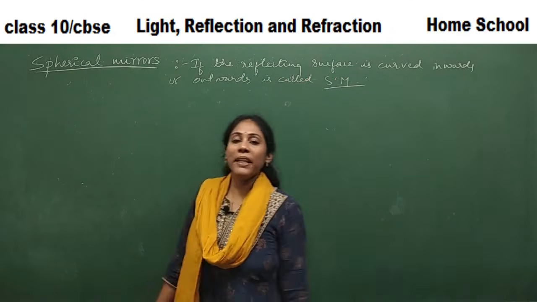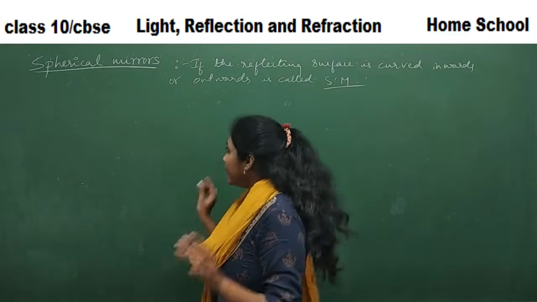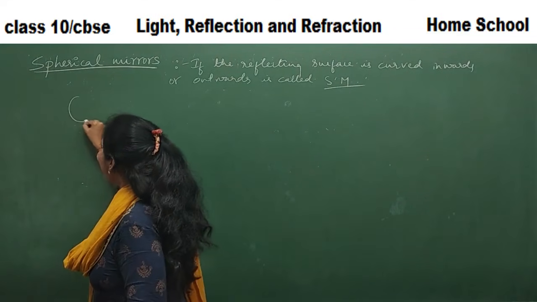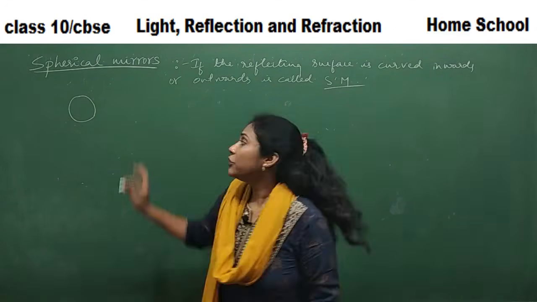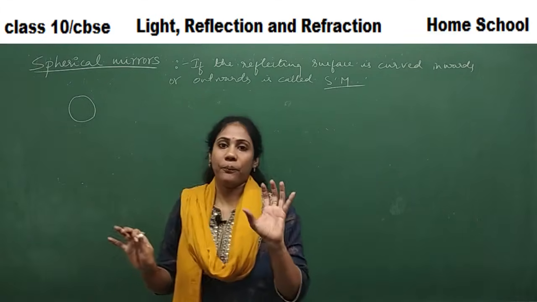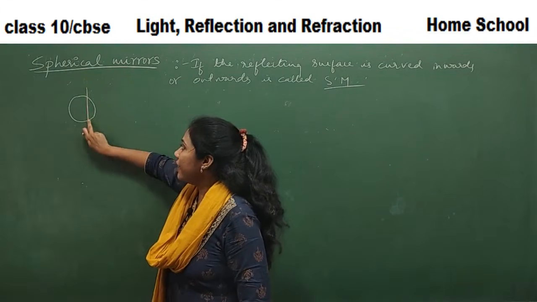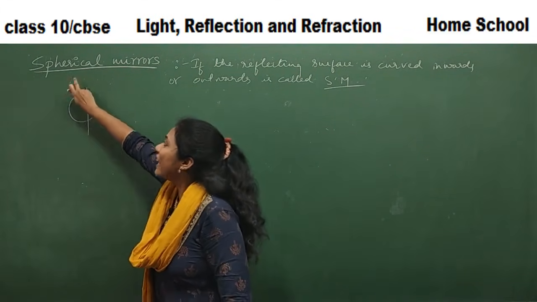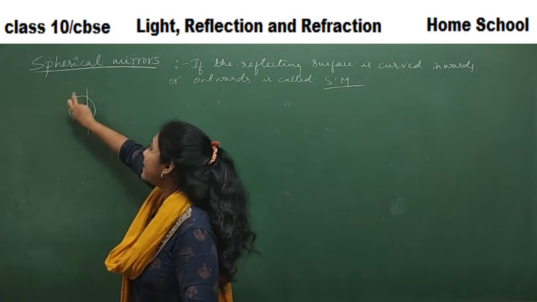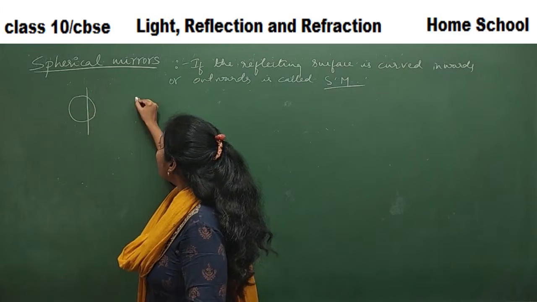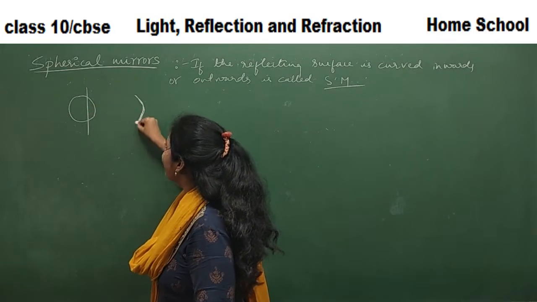So what do we mean by a reflecting surface curved inwards or outwards? Imagine there is a glass ball in front of you. A mirror is made of glass itself. Imagine I cut this glass ball somewhere, not at any particular point, you can cut exactly at the center or anywhere. So I cut this glass ball here, and I get this particular part.